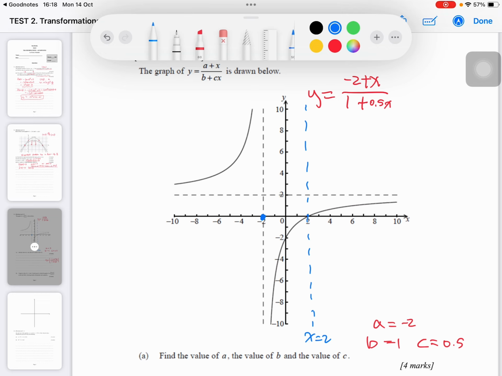The horizontal asymptote was 2. So now the horizontal asymptote is 1/2. So y equals 1/2. And -2 was -1/2. So like this. So now we can draw the graph, approaching the asymptote.